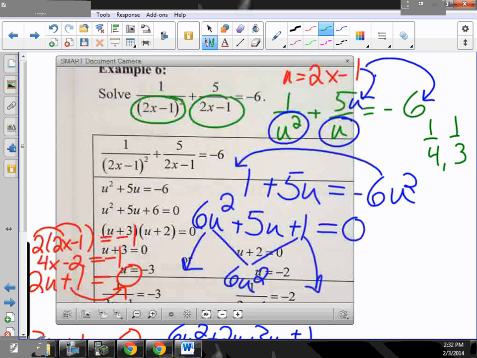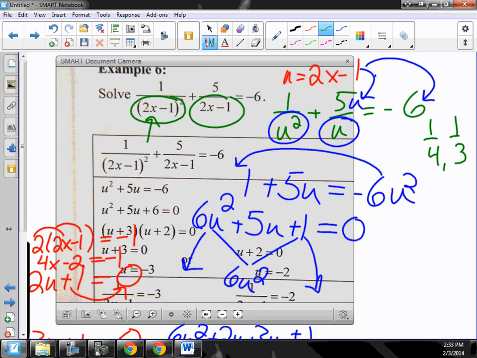So if I plug 1/4 in here, am I okay? 2 times 1/4 is 1/2, minus 1 is not 0. I'm fine. The only thing I'm not allowed to do is divide by 0. If I plug 1/3 in there, 2 times 1/3 is 2/3 minus 1 is not 0, so we're okay. Both of these solutions work.